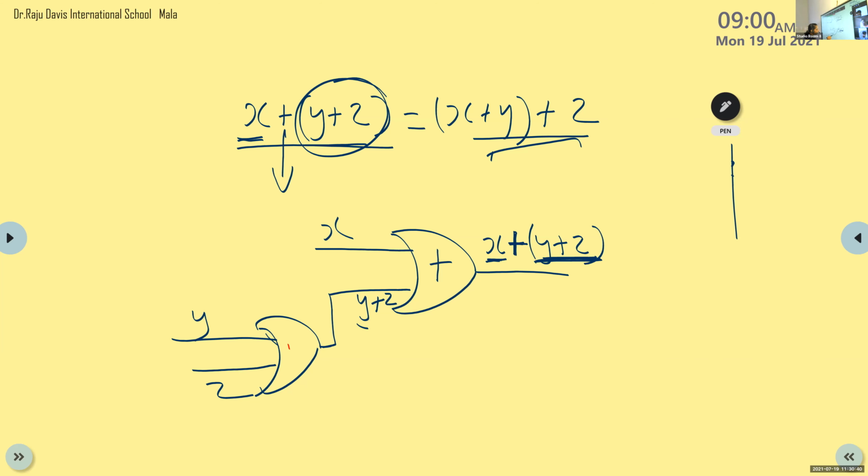Then how can we draw this y plus z? Again here we are using the plus symbol. The plus symbol is represented using one more OR gate. So draw one OR gate. Two inputs are y and z. So the first input is y, the second input is z. Okay. Draw. Understand. You got it, Naveen? Yes, sir. Okay. Draw the second part, x plus y plus z.